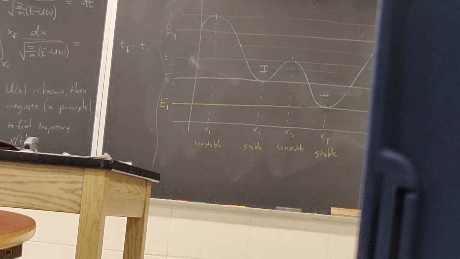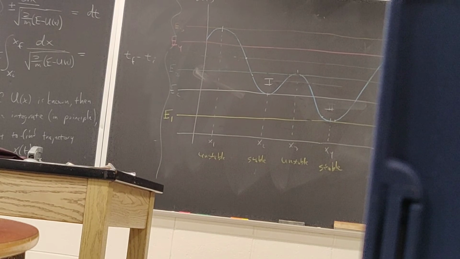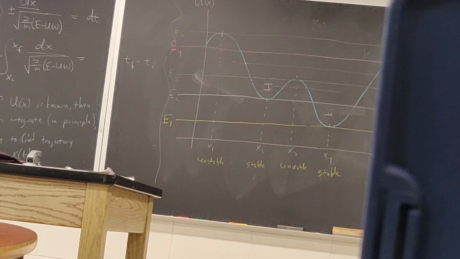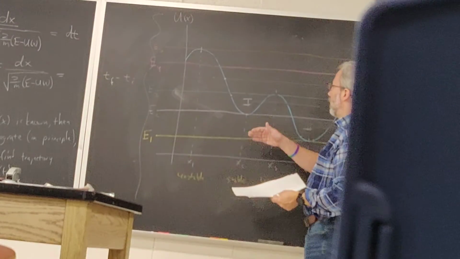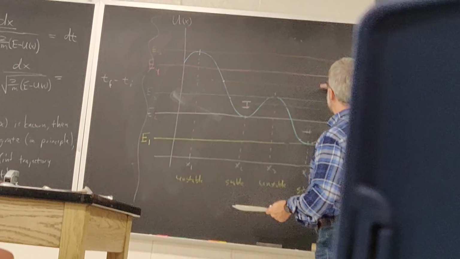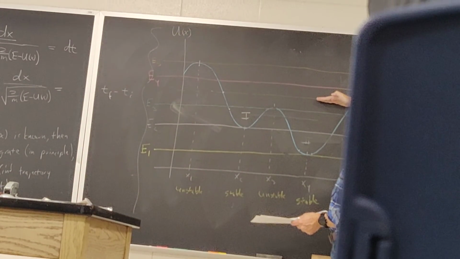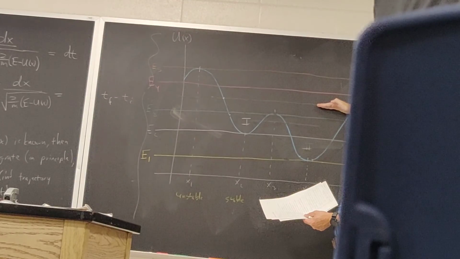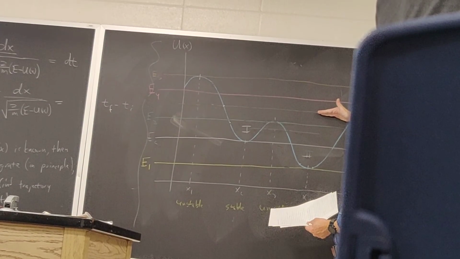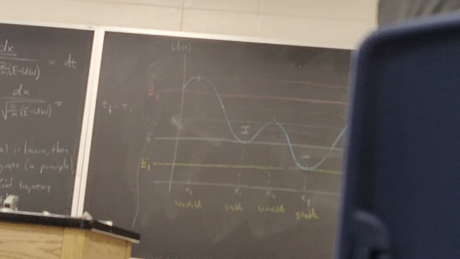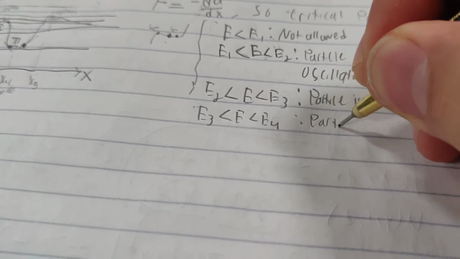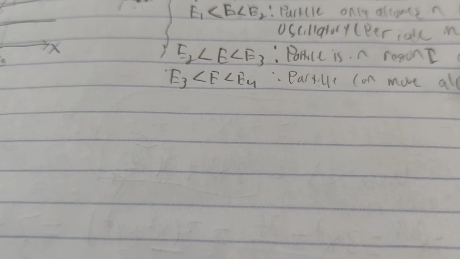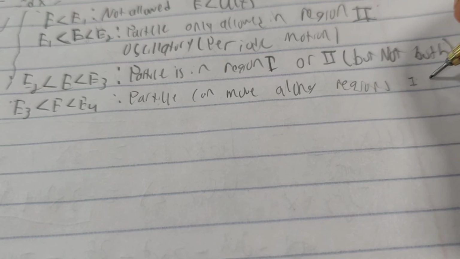What if we have a value of energy in between E3 and E4? I'm going to oscillate through the entire thing. So if I have a value of energy that's equal to, say, this amount, it'll oscillate in regions 1 and 2? Yeah. And it can access both regions 1 and 2, right? Okay. So we would say that the particle can move among regions 1 and 2. And it still has periodic motion?